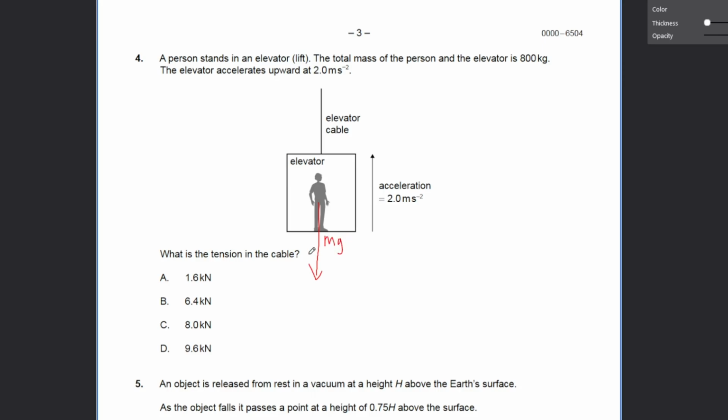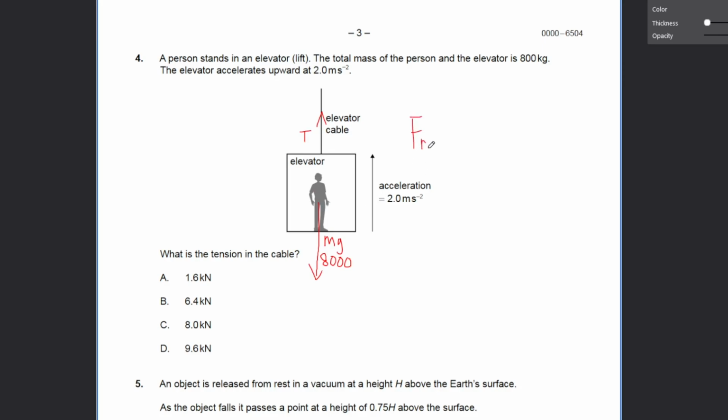And we can find this. We know the mass is 800, and this is on Earth, so 800 times 10, so 8,000. That's the magnitude of the force vector. But then we also have a tension in the elevator cable. Let's call this T, because we don't know what value this is. What we do know is the net force. What is the resultant if we were to add these two together?